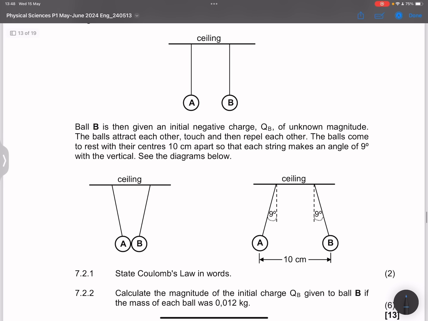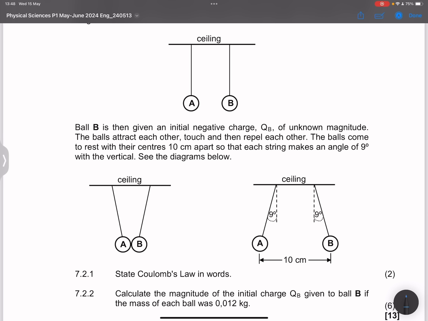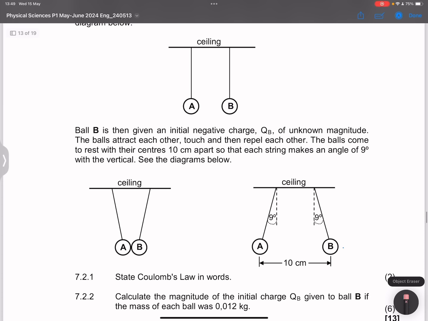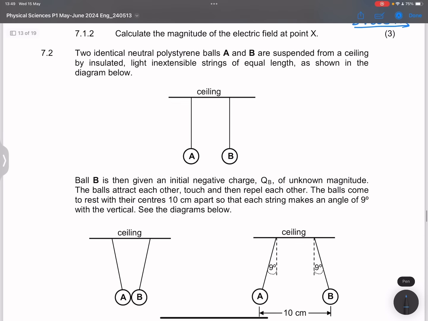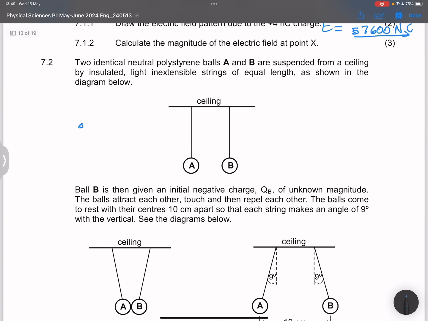Now, ladies and gents, let's do this. What we can do is draw a force diagram showing all the forces acting on ball B. So let's start with ball B. We're drawing a force diagram of that. We know we'd have the tension in the string. And remember they are repelling each other, so we'd have the electrostatic force, or you can say the force of repulsion.